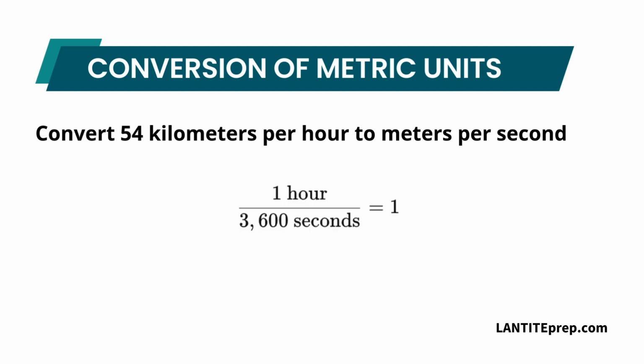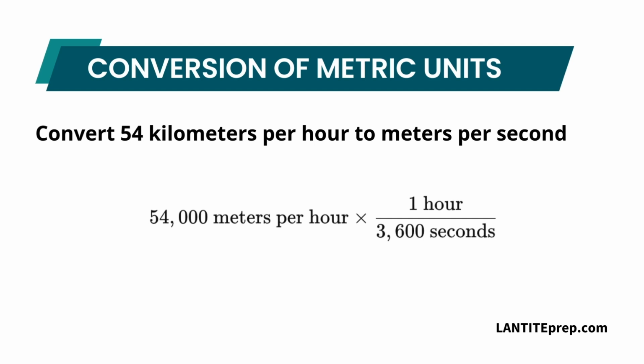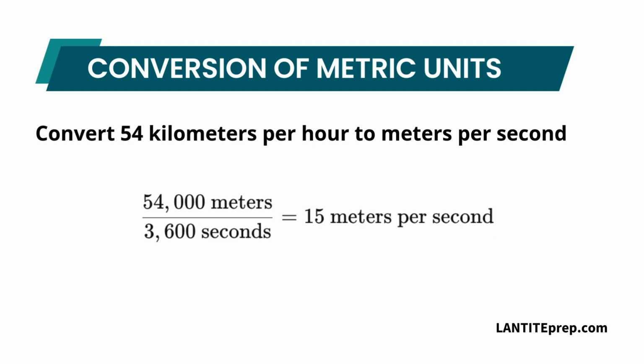Next, we need to convert from meters per hour to meters per second. We know that there are 3,600 seconds in 1 hour, so we use the fraction that you see now. Now, multiply this by our current result. And now let's simplify the equation. And this shows us that 54 kilometers per hour is equal to 15 meters per second.